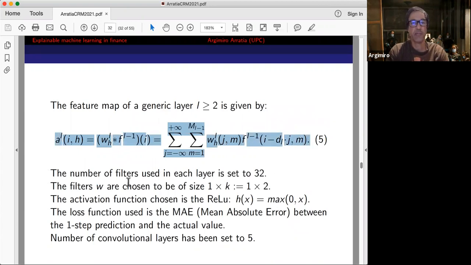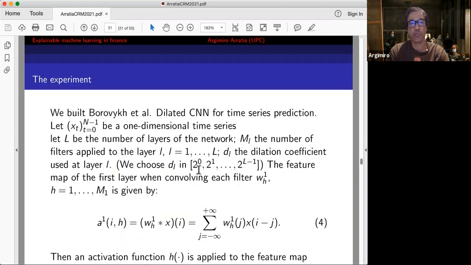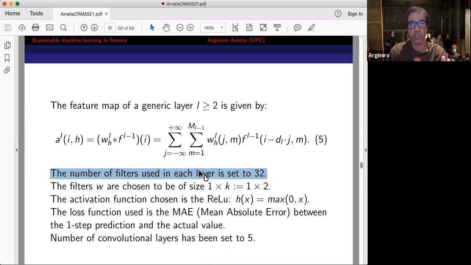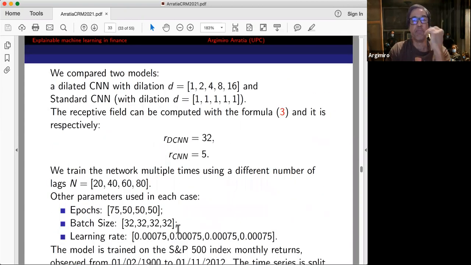Just as they do, the number of filters is set to 32. The activation function is the ReLU, going from layer into layer. And my loss function will be the mean absolute error between the one-step prediction and the actual value. And we apply 5 convolutional layers. So this is like a deep neural network of depth 5.